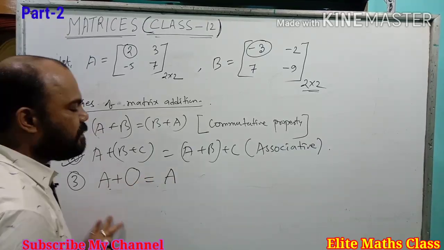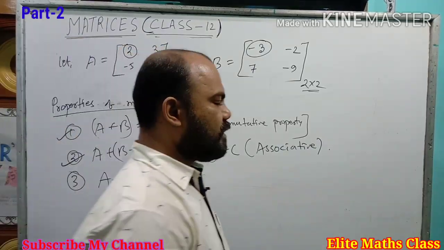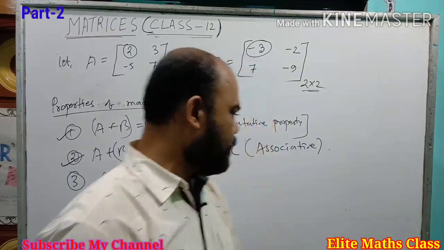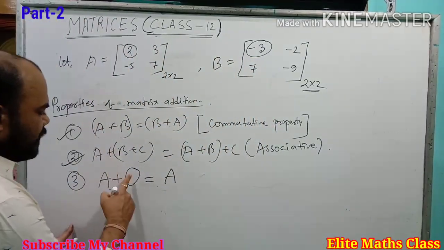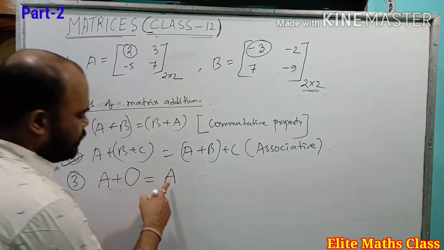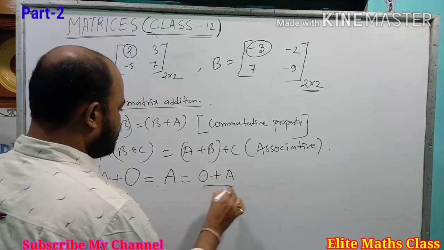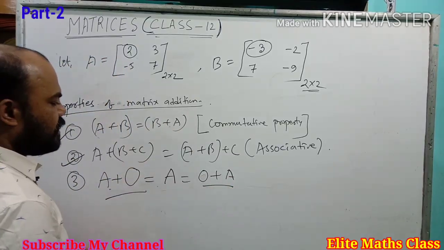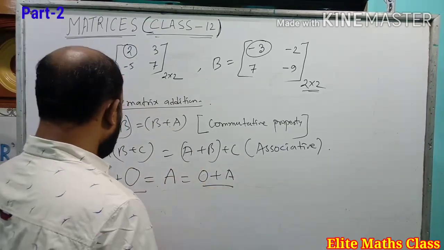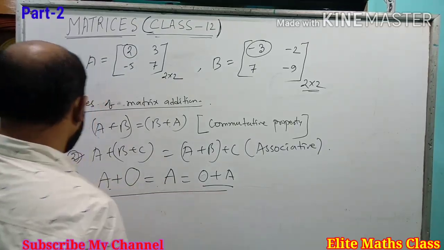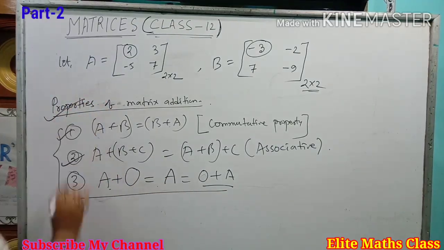It is simply as in simple arithmetic, if we add 0 to any number then we get the same number again. Here also if we add a zero matrix to any matrix we will get the matrix again, it is also equal to 0 plus A. This one is nothing but the commutative property, that is if you add 0 to A or A to 0 the value will be same. These are the simple properties of matrix addition.